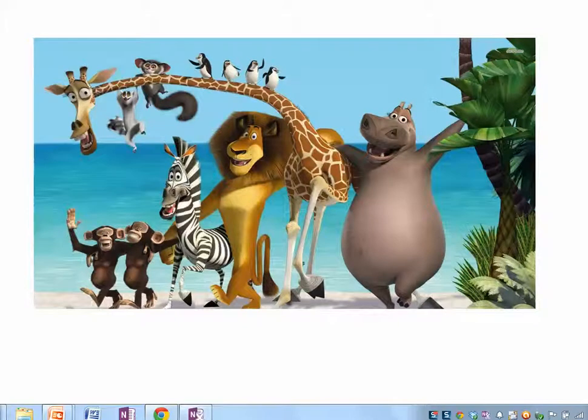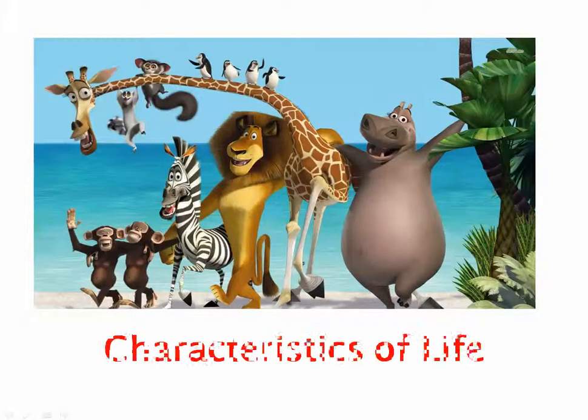This is a quick tutorial on the characteristics of life. All organisms have certain characteristics they have in common with all other organisms, certain traits and functions that must be accomplished in order for the organisms to maintain life, and we call those characteristics of life.